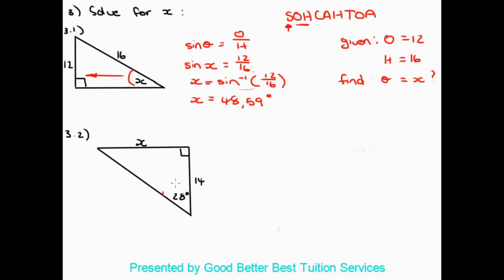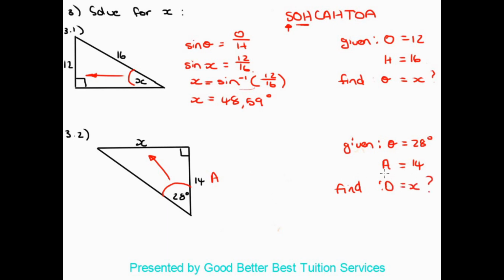We can see we're given this angle 28 degrees, and we are also given the adjacent side here, right? What they ask us to find is the opposite. So we're going to just write down here what we always do. We write given. So we're given theta, which is equal to 28 degrees. And then we are also given the adjacent side, which is 14. What we need to find, though, is the opposite side, which is equal to x, which is what we need to find.